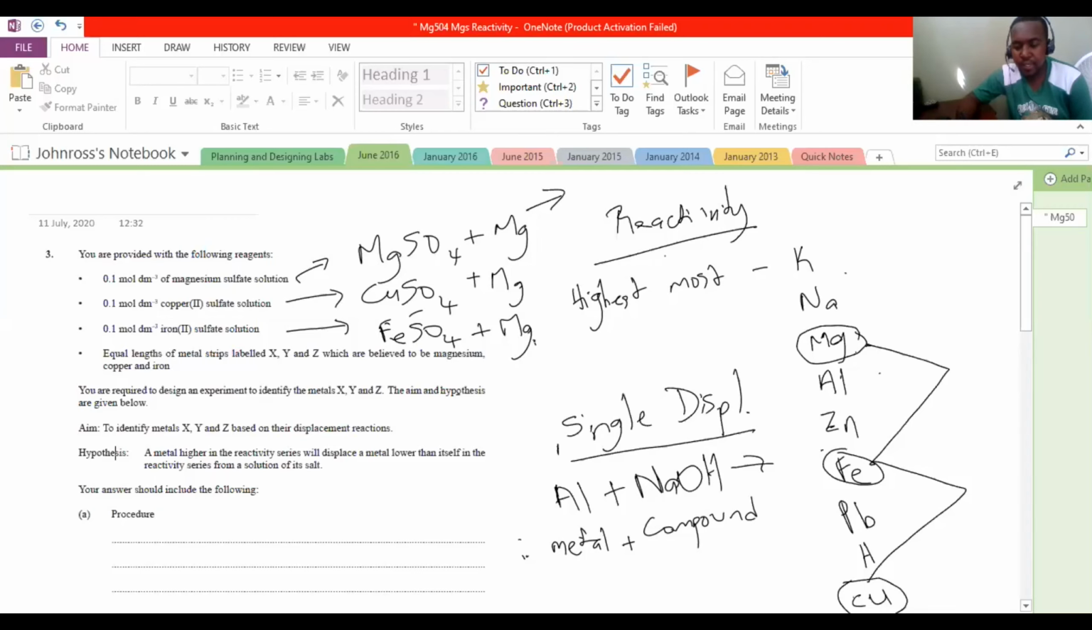And why would we say that it stays the same? Because magnesium can displace magnesium. What's that? It's the same metal. So even if the magnesium displaces the magnesium from the compound, it's the same metal, so you're still going to get the same thing. Then this one.